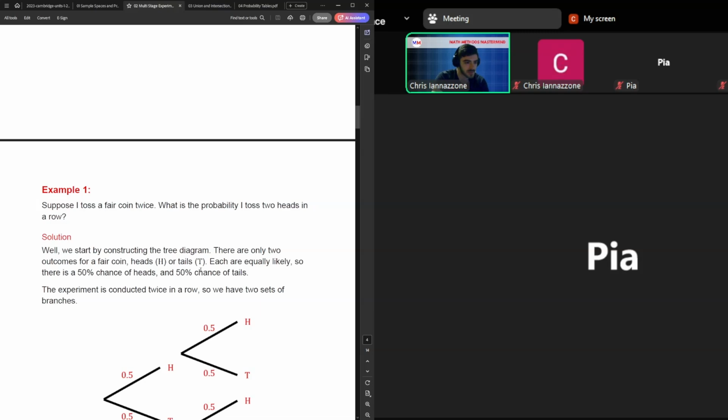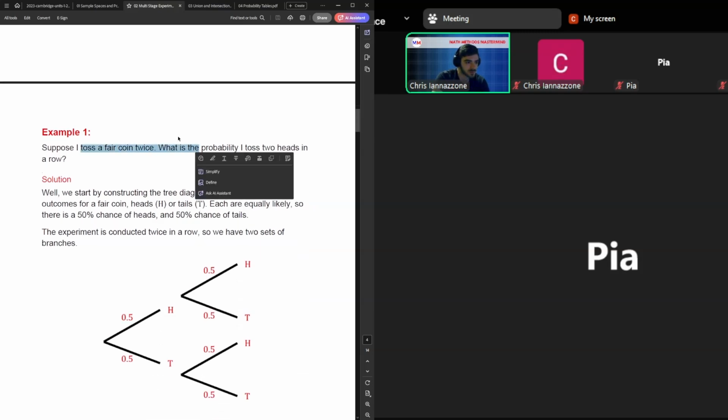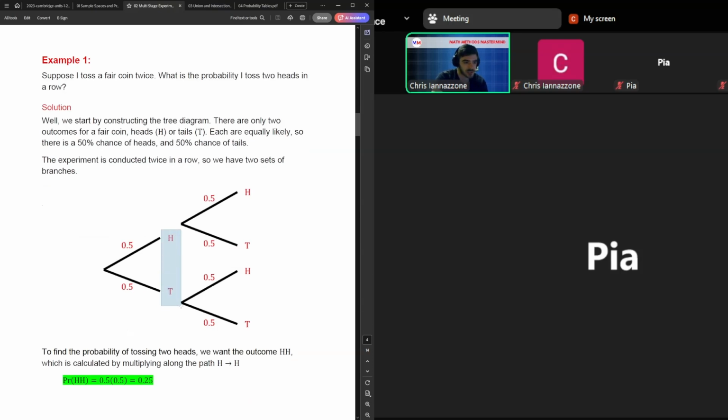So like a very simple example, if I'm tossing a coin twice, then a tree diagram might look like this. You've got one option for heads and tails, and then after you've finished option 1, you're tossing another coin again. So heads, tails again, heads, tails again. You label all the probabilities on the branches, and that sets up your tree diagram.